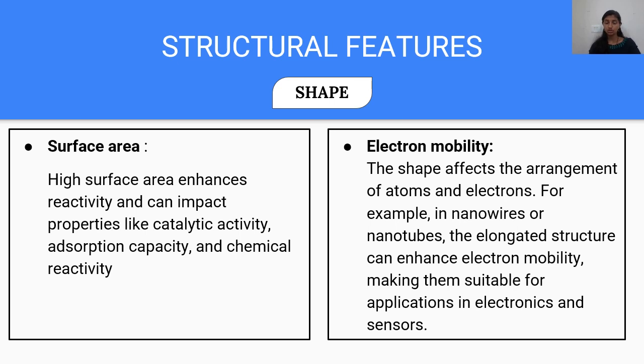Second is the electron mobility. The shape affects the arrangement of atoms and electrons. For example, in nanowires or in nanotubes, the elongated structure can enhance electron mobility, making them suitable for application in electronics and sensors.